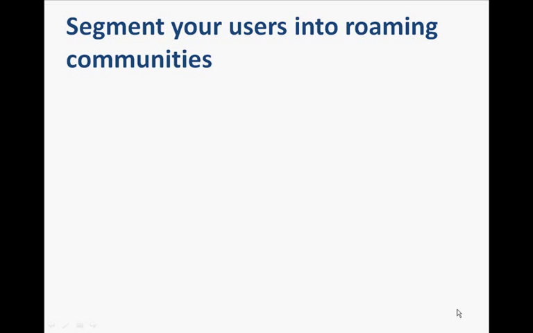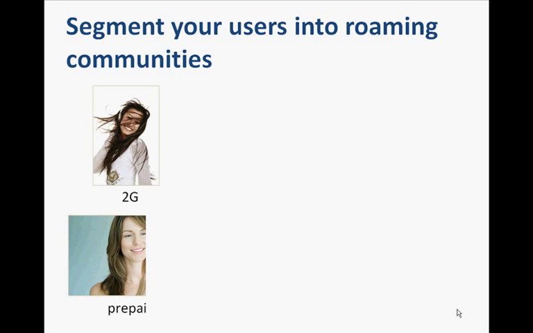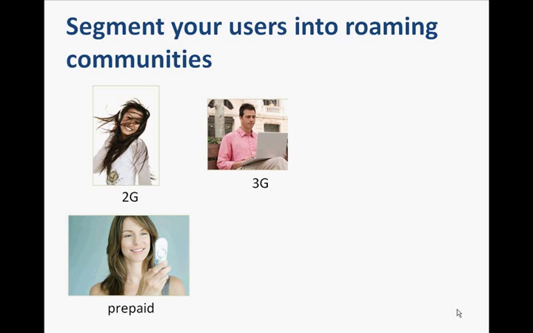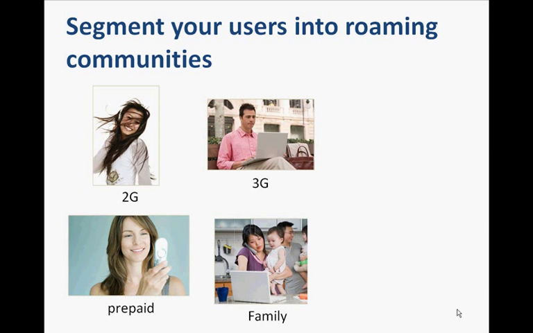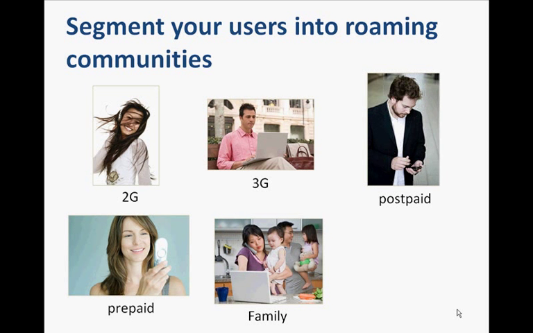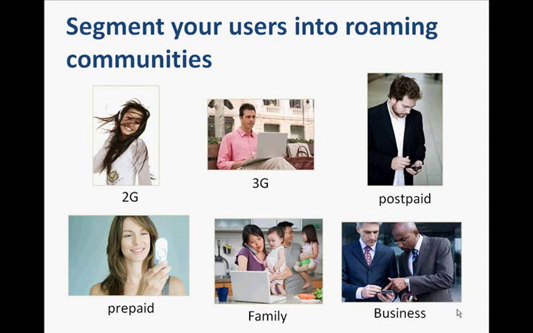You can segment your customers into different communities. That way, you can apply different rules for each segment. Typically, for a certain destination, you'll have a roaming agreement in 2G with all operators, but in 3G with just one. In that case, you can define different rules for 2G and 3G users.